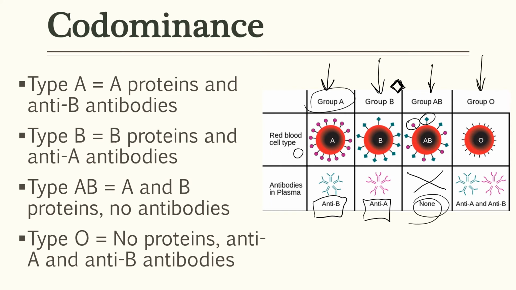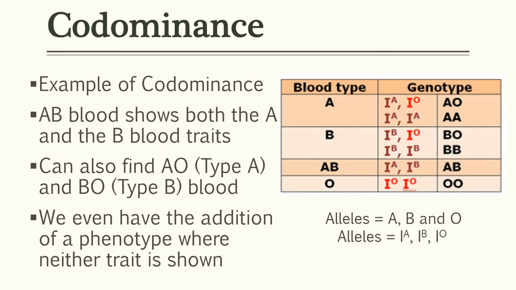And the last group is O blood, where I have no proteins on the surface. So I make antibodies against everything because every other type of blood is going to be different than my blood. So this shows codominance between the A and the B forming that AB blood. I can have one phenotype or the other dominant phenotype, or I can have that heterozygous mix of both dominant phenotypes.